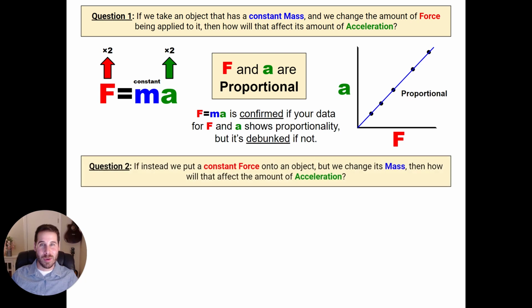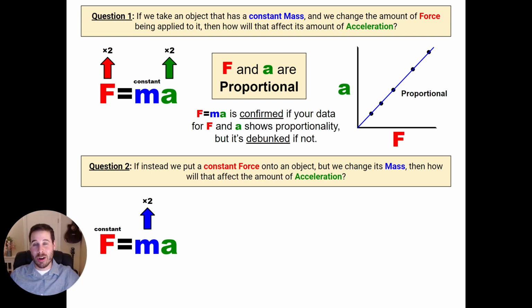But remember, there's a second question as well. Question 2 says, if instead we put a constant force onto an object, so okay, let's take Newton's second law of motion and make F constant in this case, and we change the mass, then how will that affect the amount of acceleration? Let's take the mass in this formula and double it. Let's say we are pulling on a cart and then suddenly it weighs twice as much. It has twice as much matter in it. How would that affect the rate at which it speeds up?